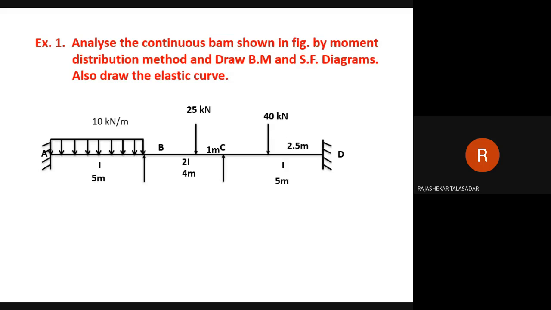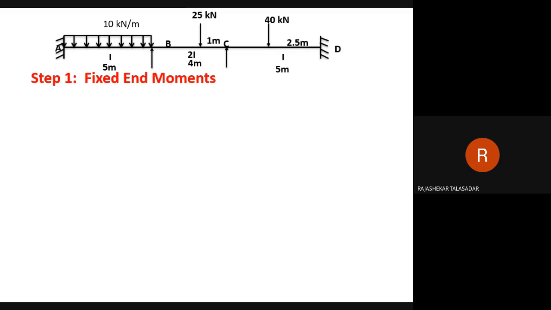Now I'll quickly go through one more problem, which has 3 spans. Look at this. Analyze the continuous beam shown in the figure by the moment distribution method and draw the BM and SF diagrams. Also draw the elastic curve. Elastic curve is the deflected shape. Okay, what is the first step? Fixed end moments. I will quickly go through this.